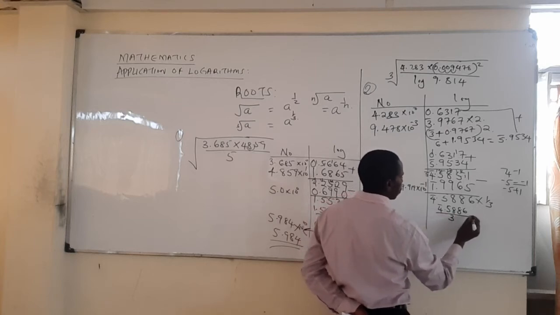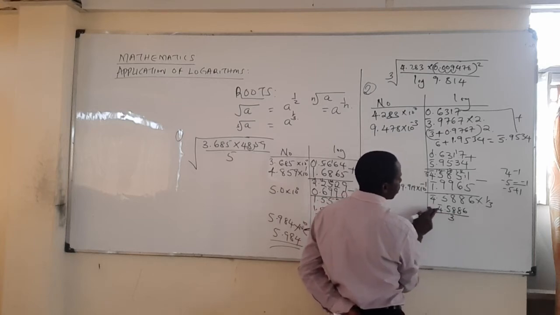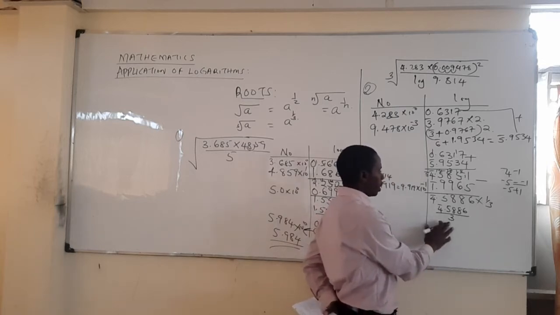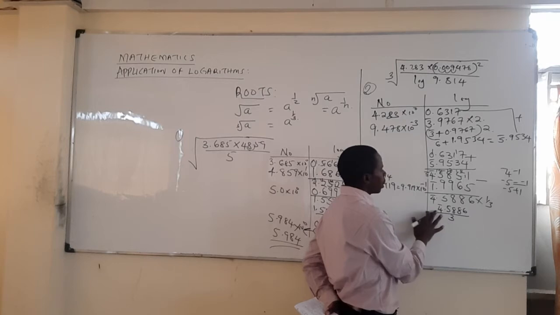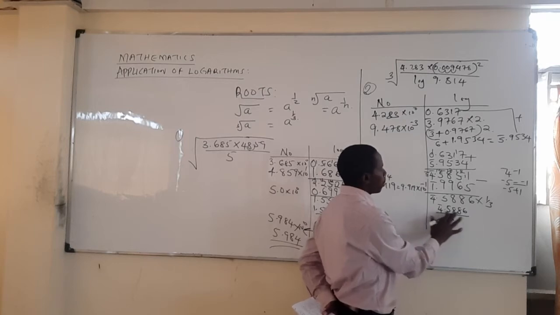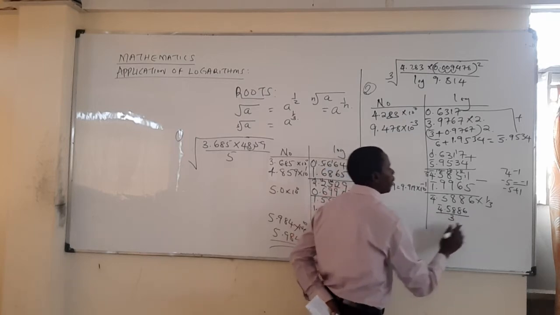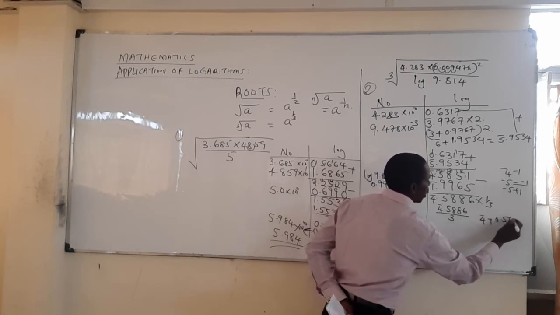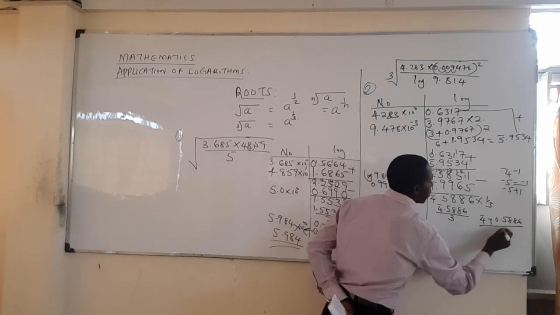So if it is a bar number, you check whether it is divisible by 3. In our case, it is not. So we are going to separate the characteristic and the mantissa. We have the bar 4 plus 0.5886, then divided by 3.